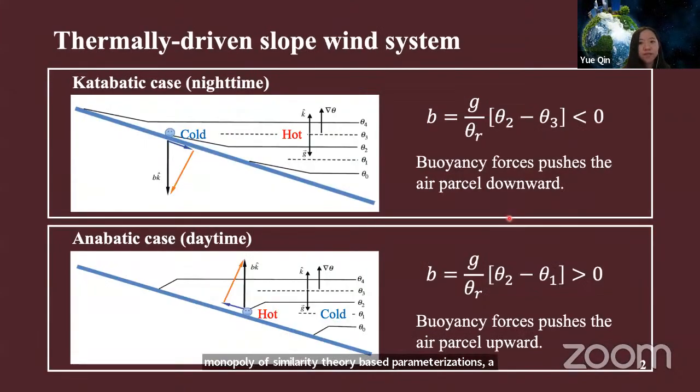A key feature of the climatology over complex terrain is the diurnal cycle of the slope wind system, which is driven by the buoyancy force. During the night, the air close to the surface is cooler than the air far away from the surface at the same altitude. Therefore, buoyancy force will push the air parcel downward. And during the daytime, it's the opposite case, where buoyancy force pushes the air parcel upward due to radiative heating effect. In between the previous night and the next morning, the flow undergoes a reversal of wind direction, and that is the morning transition period.